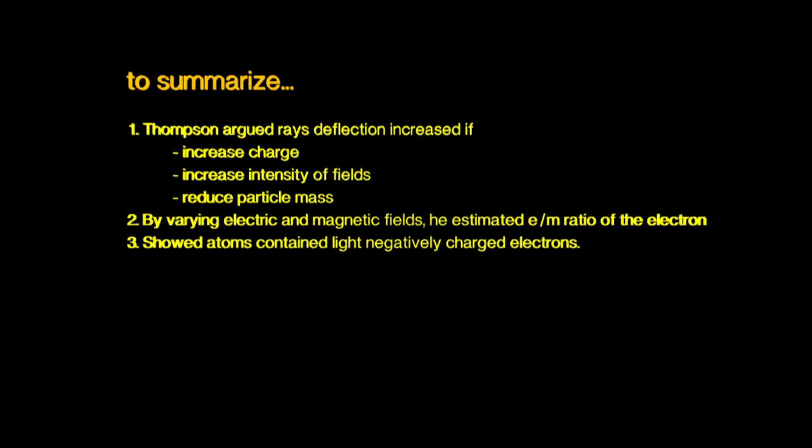So to summarize, Thomson argued that the ray's deflection increased if we either increase the charge on the particle or the intensity of the fields, or if we reduce the particle mass. And by conducting accurate experiments with varying electric and magnetic fields, he was able to estimate the charge to mass ratio of the electron. And this value showed that atoms are not indivisible and they contain very light negatively charged particles called electrons.